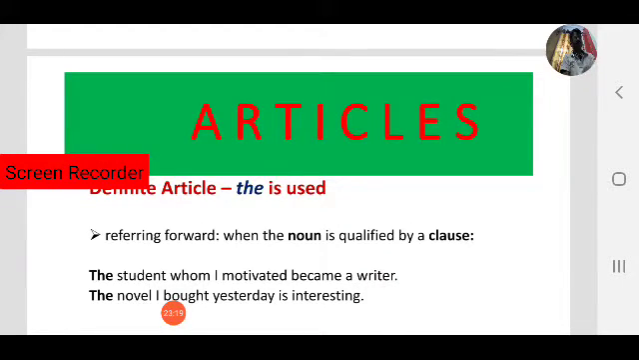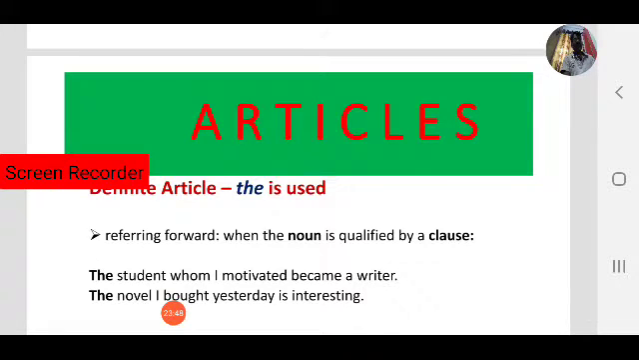This is a full sentence, but we can divide it into two sentences, using a clause to make them one. I motivated a student. The student became a writer. These two sentences became one sentence: the student whom I motivated became a writer. So, referring forward. Okay, the novel I bought yesterday is interesting.